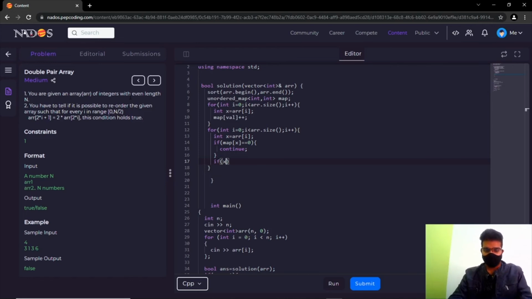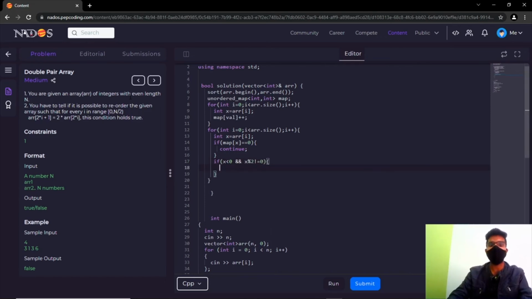If x is less than 0, that means it's a negative value, and x modulus 2 is not equal to 0. That means it's a negative odd value. What are we going to do? Simply return false, because the condition is not right.